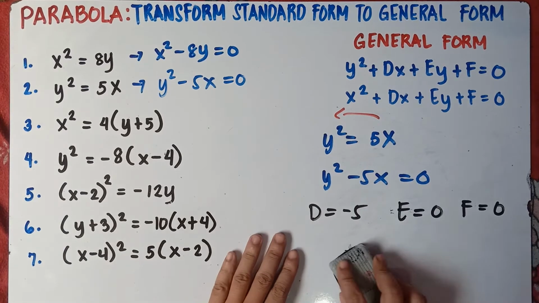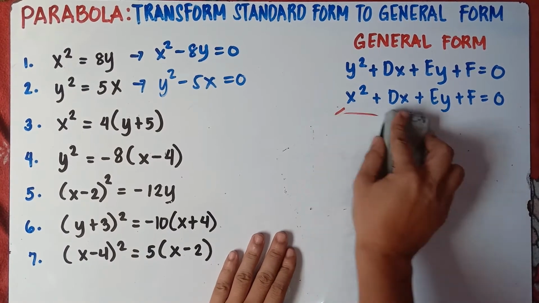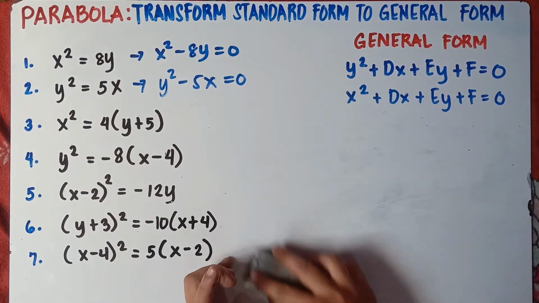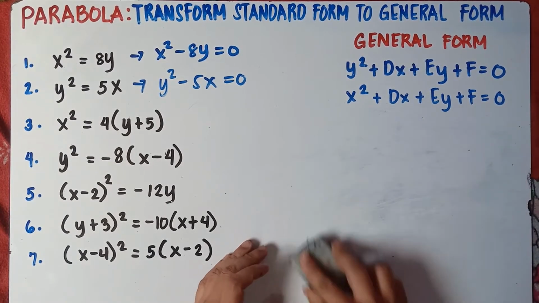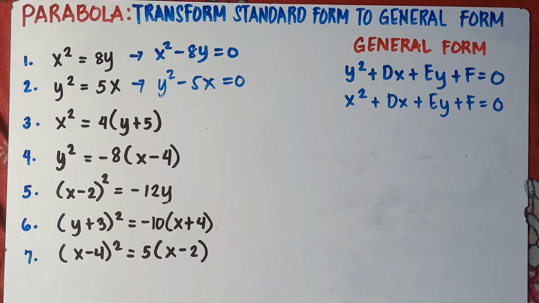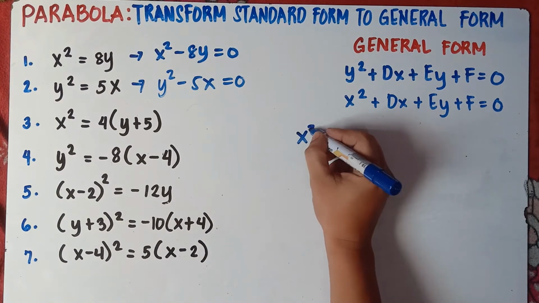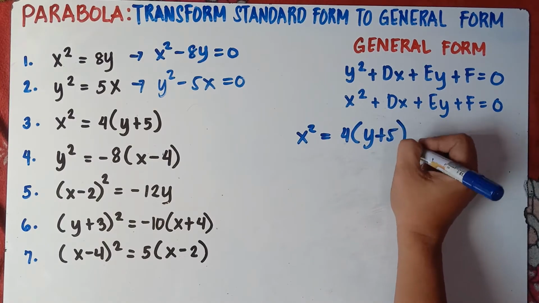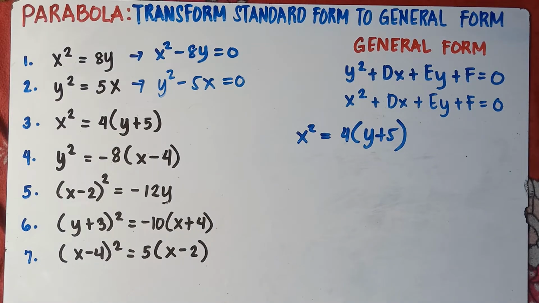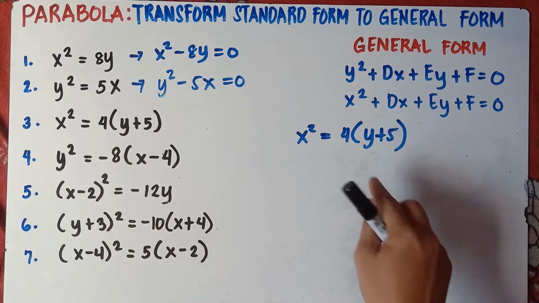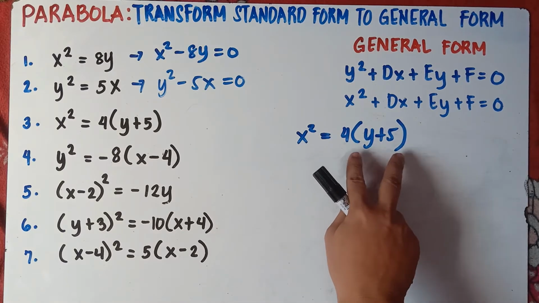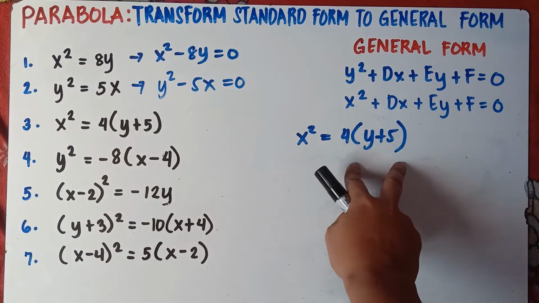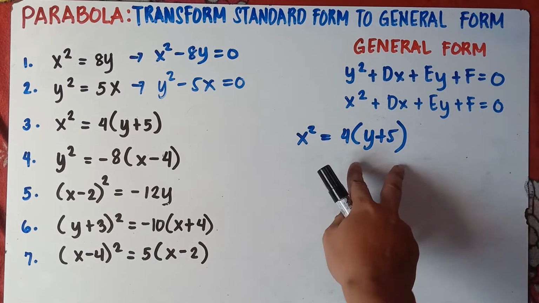Alright, so let's try number 3. It will be quite tricky now for number 3, but do not be worried, class. We need to explain this one step by step. So number 3, we have x squared equals 4 quantity y plus 5. Before you transpose the equation, you check first, class. Can we simplify this one? Yep, we can simplify this one by distributive property.